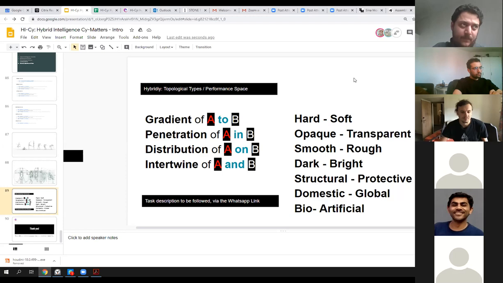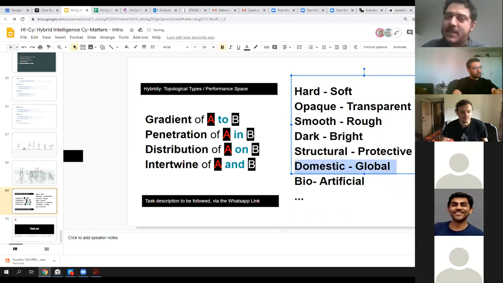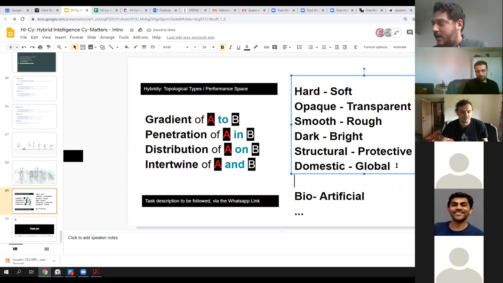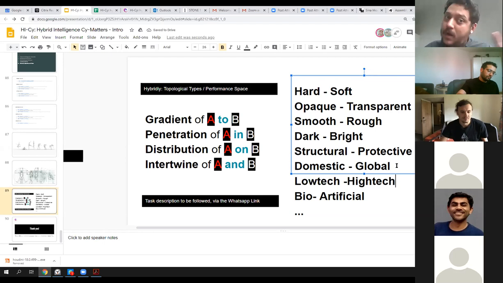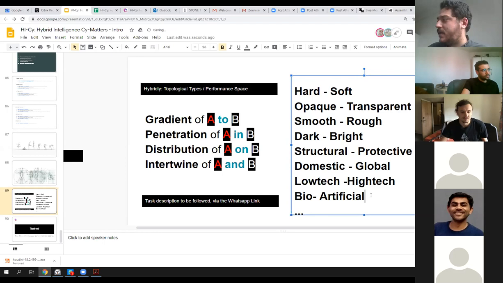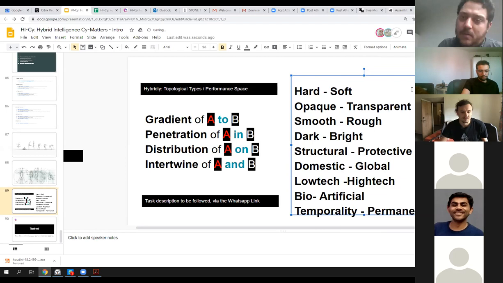I think this hybridity can also be, because we had this domestic and global, and then we can say, okay, this is a very abstract idea, but then we can translate this domestic to global into something like low tech versus high tech, right? Of course this again results in some sort of visual culture in terms of materiality, but at the same time it can also result in some sort of performative aspect that we can address. But then when it comes to artificial and bio, maybe we can think of this notion of time, this notion of temporality versus something which is more permanent.